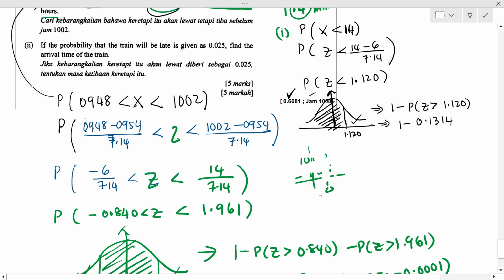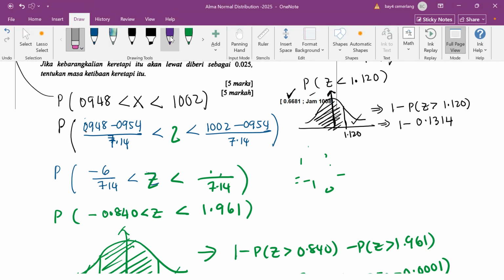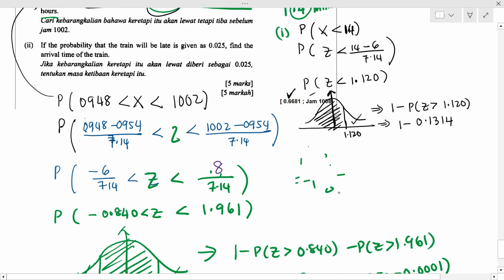Okay, let me try this. Try to amend this. Let me try 6 to 8 minutes. What will we get for 8 minutes? 8 divided by 7.14. 8 divided by 7.14 is 1.120.